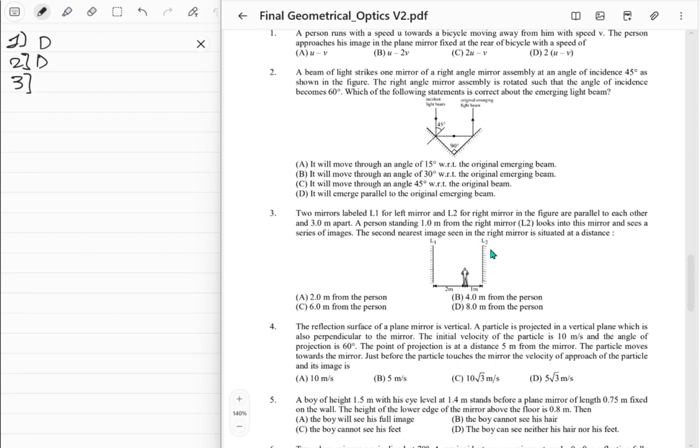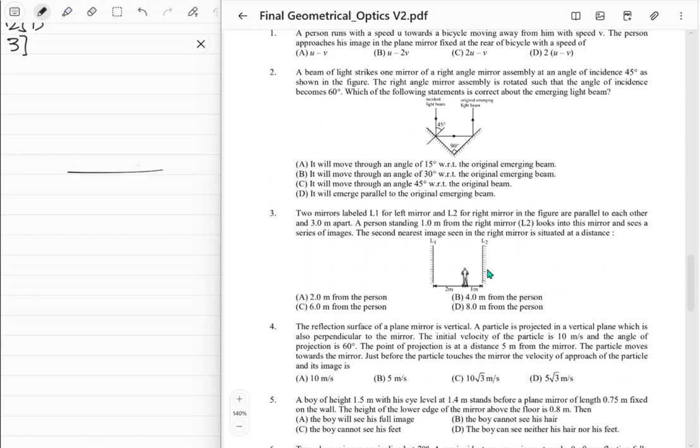So the second nearest image. Of course, the nearest image is just 2 meters away from this person, right? What about the second nearest image? So let's draw it up. This is like 1 meter. That's going to be 2 meters. You've got these 2 meters.